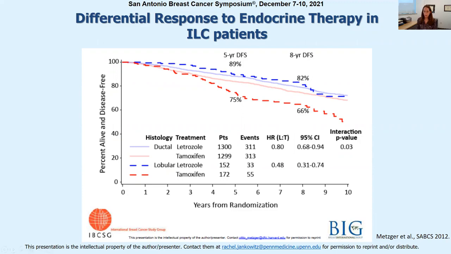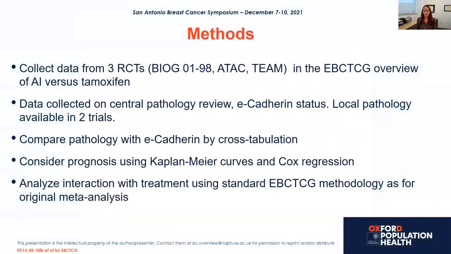The authors of the current abstract sought to validate these findings in a larger data set of 3 randomized trials and to investigate the relationship between pathology and immunohistochemistry for E-cadherin status. Data was collected from 3 randomized controlled trials, the Big 198, ATAC, and TEAM trials, including central pathology review and E-cadherin status.